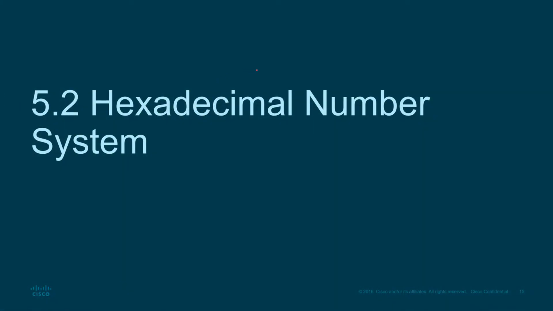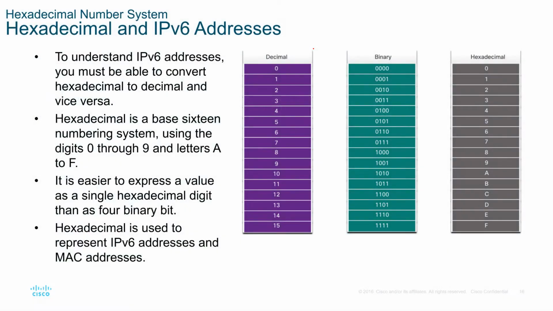The other numbering system, I should say, that we use is the hexadecimal numbering system. MAC addresses and IPv6 addresses use hexadecimal. Hexadecimal has a base of 16. So, as we see here, to understand the IPv6 addresses, you must be able to convert hexadecimal to decimal and vice versa.